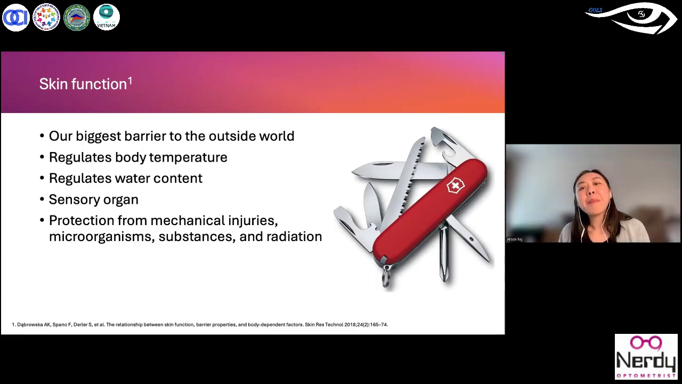But if we take a step back more broadly, we think about what role does skin have? What is its ultimate purpose? And it's multifactorial, it does lots of different things. So skin itself is the biggest barrier to the outside world. It's our protective shield, so to speak. So it stops things getting in and it stops things from leaving as well.